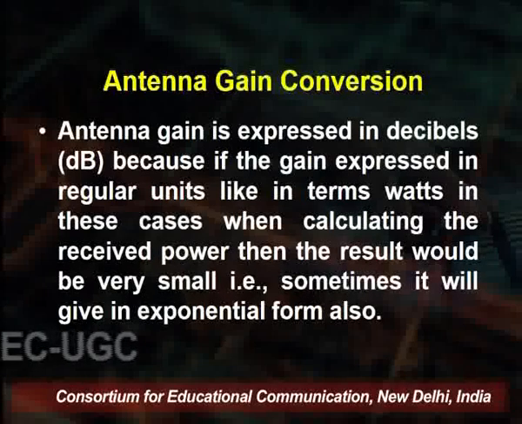Now, how do we do antenna gain conversion? Antenna gain is expressed in decibels, that is dB, because it is not expressed in a regular unit like the watt. In these cases, when calculating the received power, the result will be very small. Sometimes it will give an exponential form also. It is hard to consider these types of values every time, so the gain can be expressed in terms of the decibel.